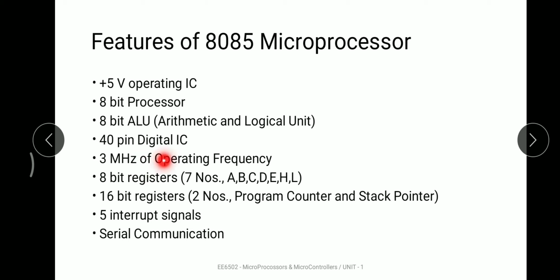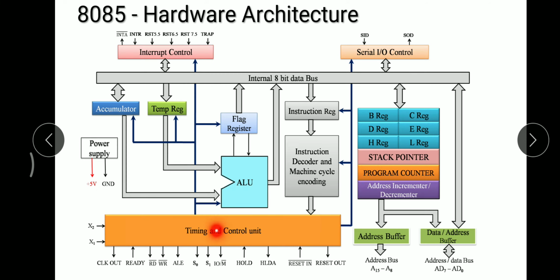Similar to that, we have operating frequencies such as 3 megahertz for the 8085. When the operating frequency is increased, the speed of operation increases. There are 7 8-bit registers: A, B, C, D, E, H, L. We have 16-bit registers such as the program counter and stack pointer. The 8085 has 5 interrupt signals, and serial communication is also possible in the 8085 microprocessor.